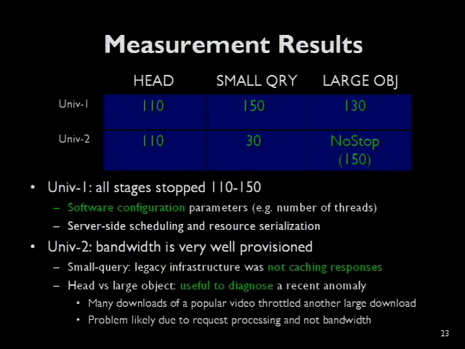And for the head requests, again, about 110 requests were enough to show a degradation in response time. And actually, this was interesting to them. They said that the difference between head and large object was useful for them to debug a recent anomaly that they had observed, where there was a popular video hosted on the university site, and a lot of users were requesting it. And when this was happening, there was another user who was trying to make a large download and getting frustrated, not seeing the download finish at all.